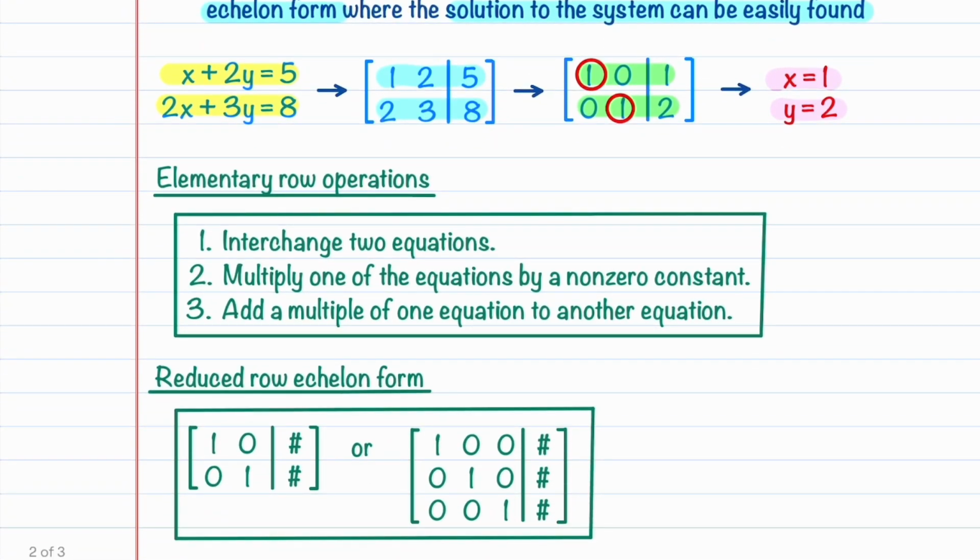Let's now talk about elementary row operations. There are 3 of them. The first one is that you can interchange two equations. The second one is that you multiply one of the equations by a non-zero constant. And then the third one, that's the one you're going to use the most. With that one, you add a multiple of one equation to another equation. When we go through our examples, I'll show you exactly how these work.